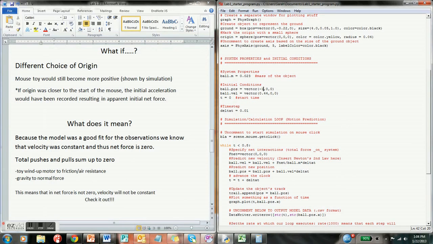If the origin was closer to the start of the wind-up mouse, we would have seen the initial acceleration, which would have been recorded as an apparent initial net force. However, how I chose to do it, this wasn't.